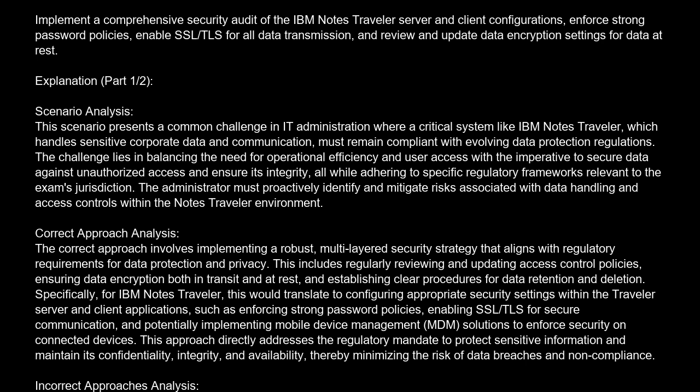Correct approach analysis. The correct approach involves implementing a robust, multi-layered security strategy that aligns with regulatory requirements for data protection and privacy. This includes regularly reviewing and updating access control policies, ensuring data encryption both in transit and at rest, and establishing clear procedures for data retention and deletion.